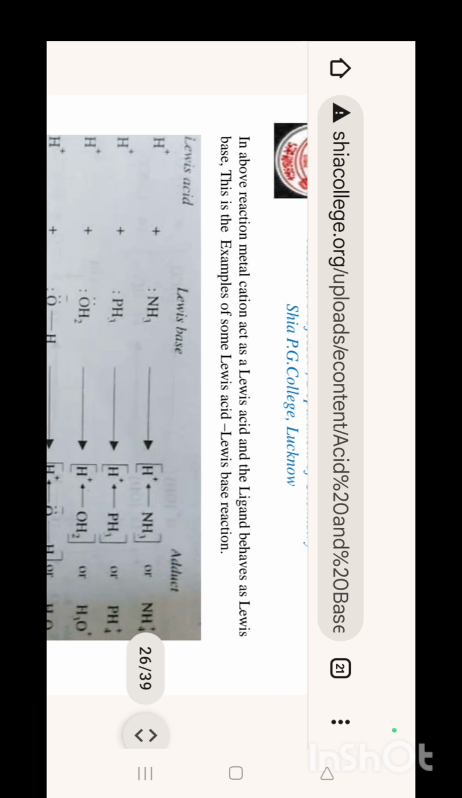Molecules whose central atom is linked with a more electronegative atom by a double bond, for example CO2 and SO2. Simple cations which have low lying empty orbitals. When a simple metal cation like Cu positive or Ag positive combines with a ligand, a complex compound is formed. In its formation, the ligand donates one or more electron pairs to the metal cation, which accommodates them in its valence orbital, and a coordinate bond is established. In the above reaction, the metal cation acts as a Lewis acid and the ligand behaves as a Lewis base. This is an example of Lewis acid Lewis base reactions.